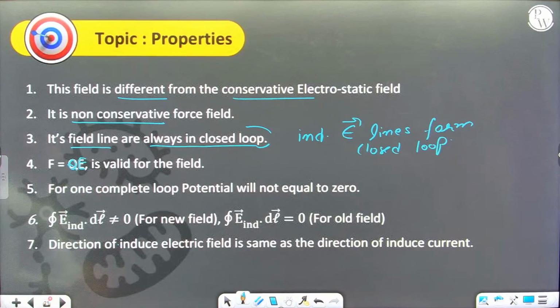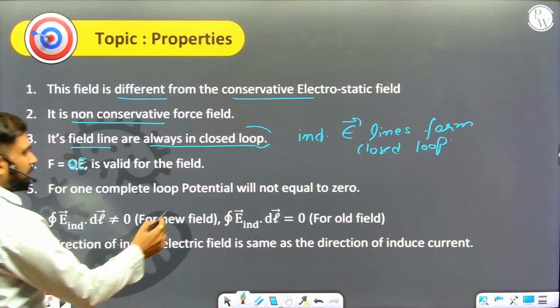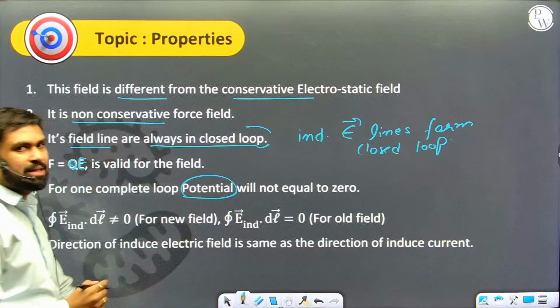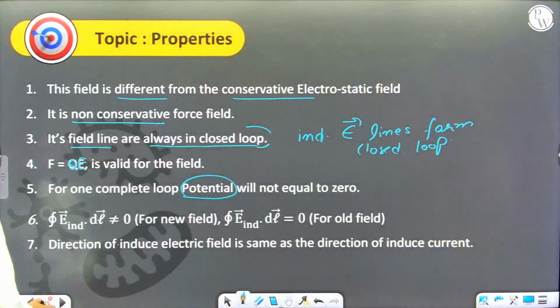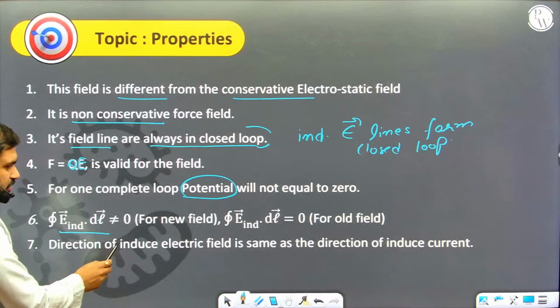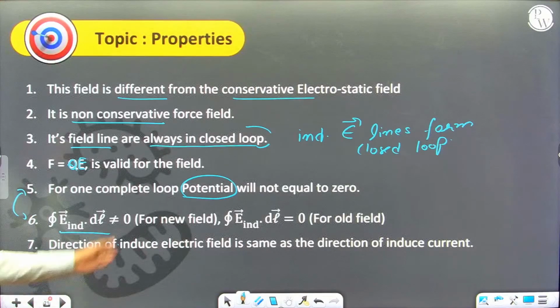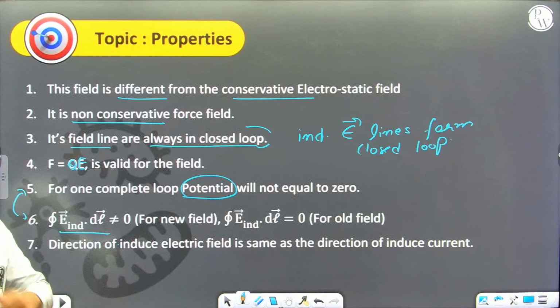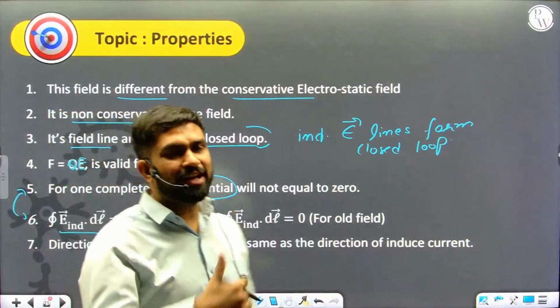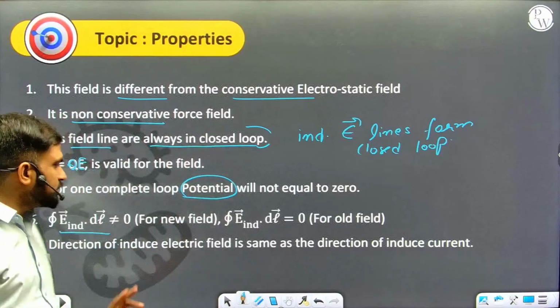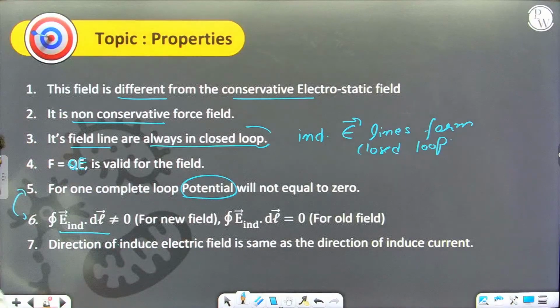It will be valid for any charged particle in this field also. For one complete loop, the potential will not equal 0. The potential difference will not be 0. There will be some work done. It's not 0. The line integral of E dot dl is not 0. The same thing, points 5 and 6 are the same thing. Direction of induced field is the same as the direction of induced current. Lenz's law said the direction of induced EMF and the current is opposing the cause which produced it. The same will happen for the electric field as well.